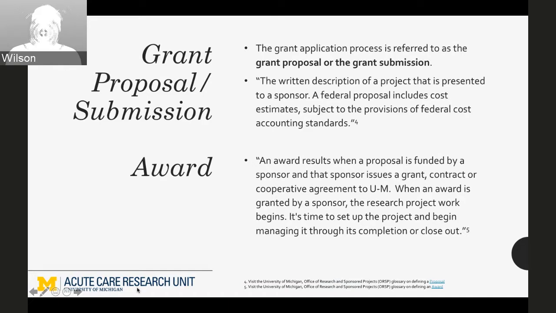What about an award? An award results when a proposal is funded by a sponsor and that sponsor issues a grant, contract, or cooperative agreement with the university. When an award is granted by a sponsor, the research process and work typically begins. Now it's time to set up the project and begin managing it through completion or closeout.